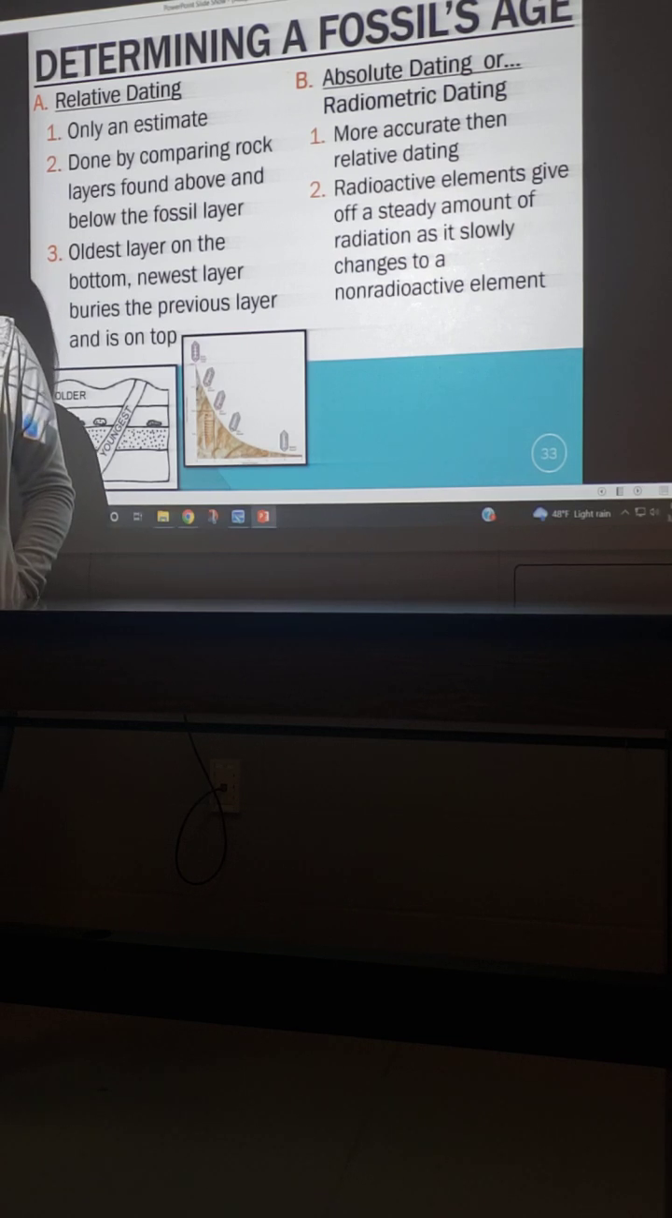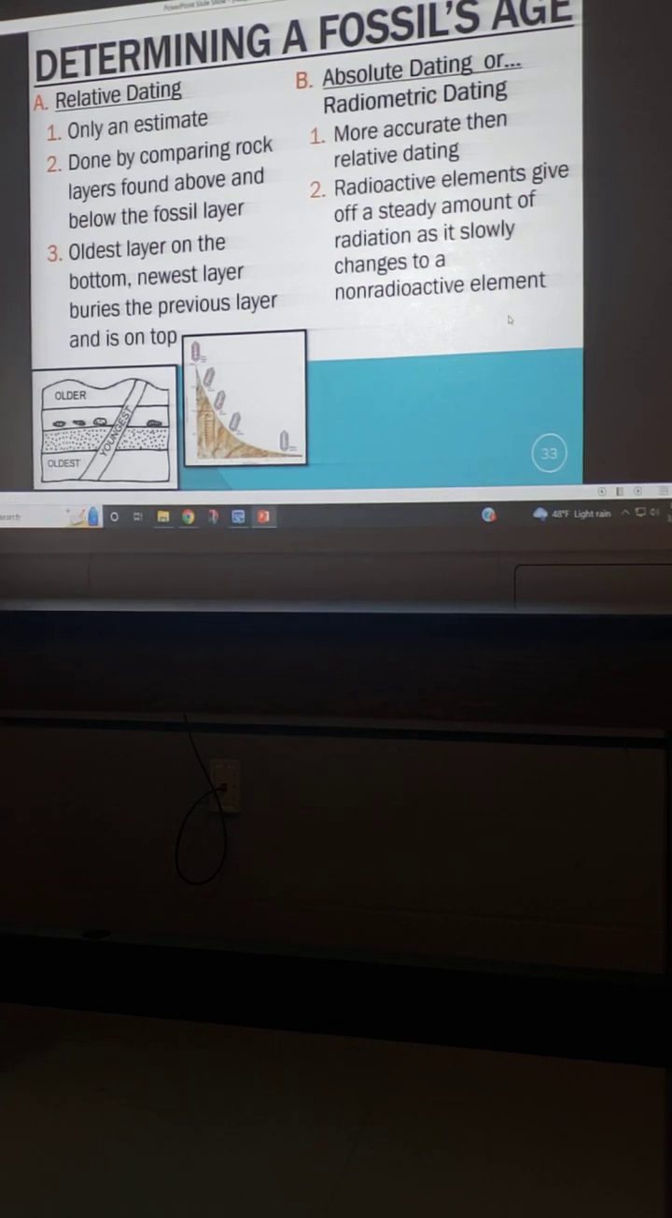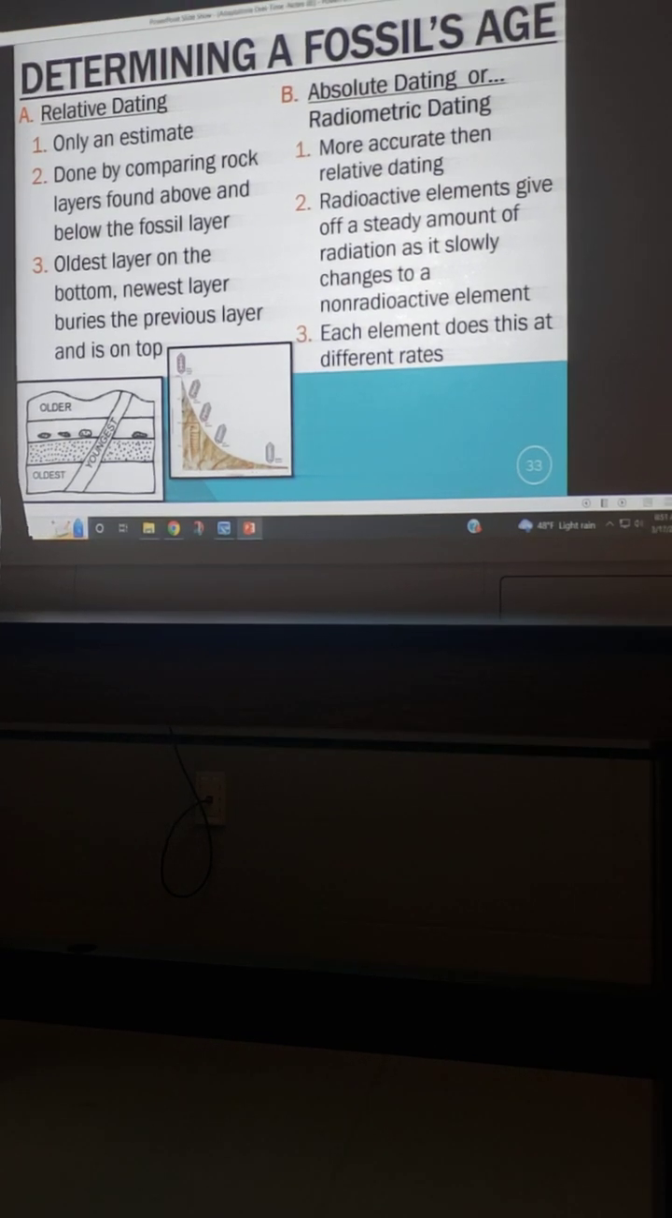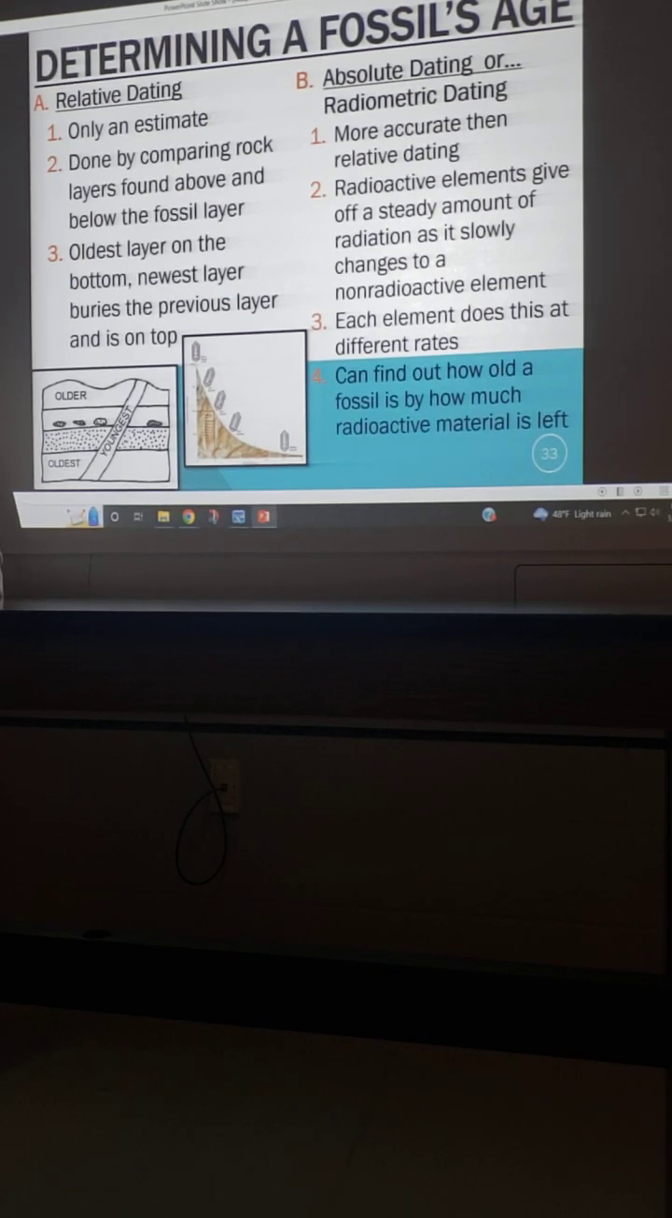When we're saying radioactive, it's not always radiation that is harmful either. Okay, so keep that in mind. And each element is going to do this at a different rate. There's a formula that they use to determine how much of the radioactive material is left, and based on that, they're able to determine how old the sample is. We'll get into that a little bit more. But these are the two ways that we can date fossils. So let's stop there and listen to our song.